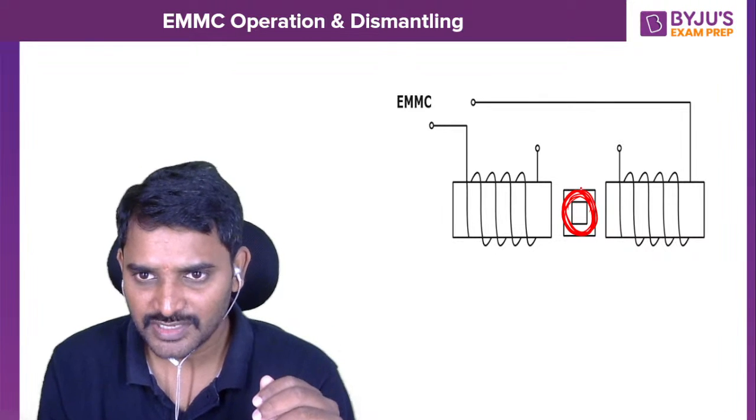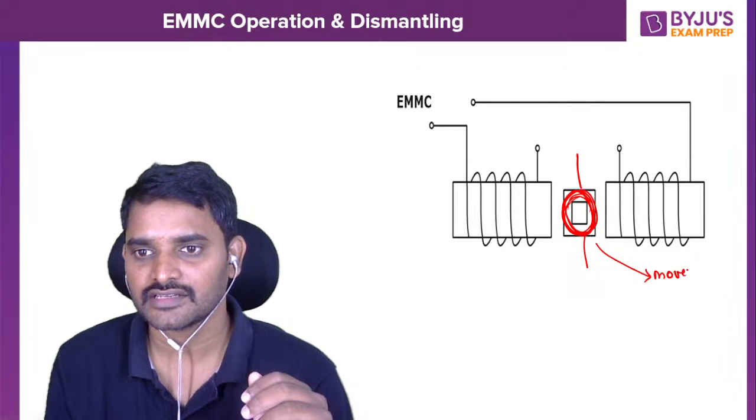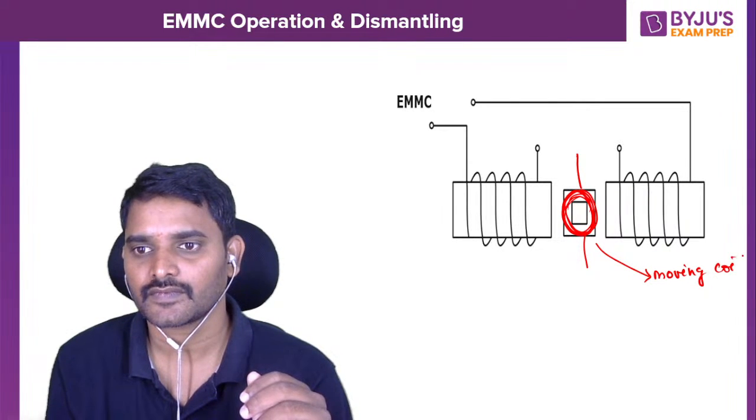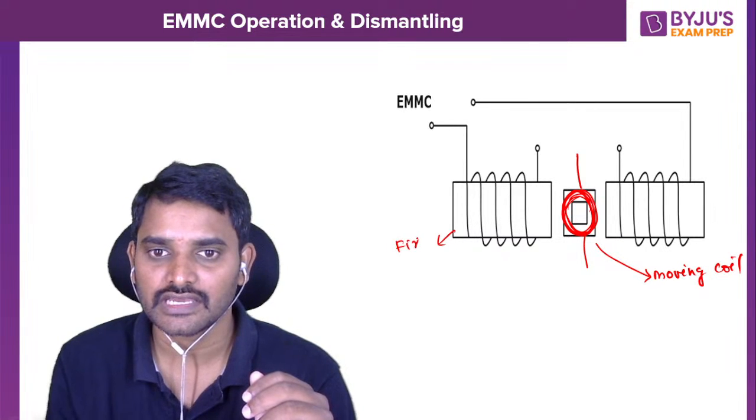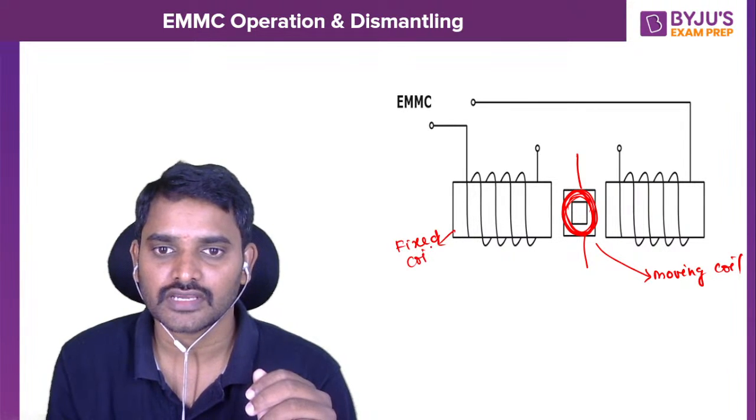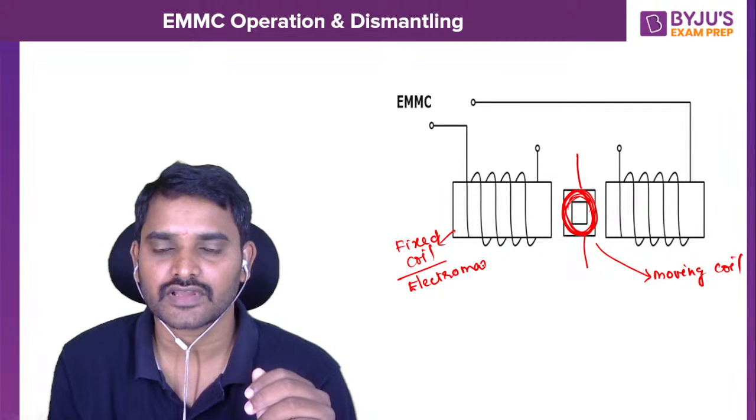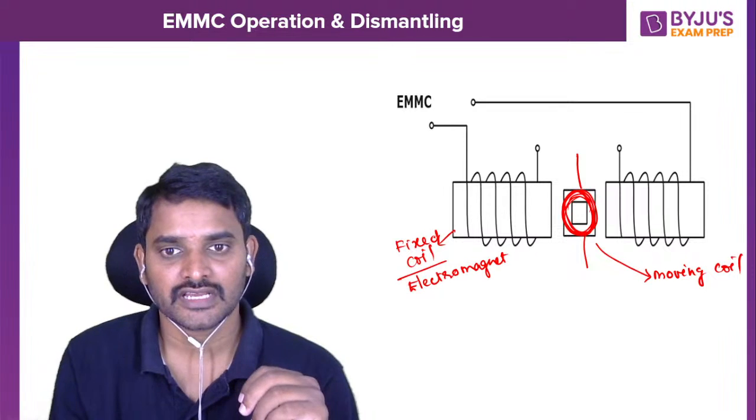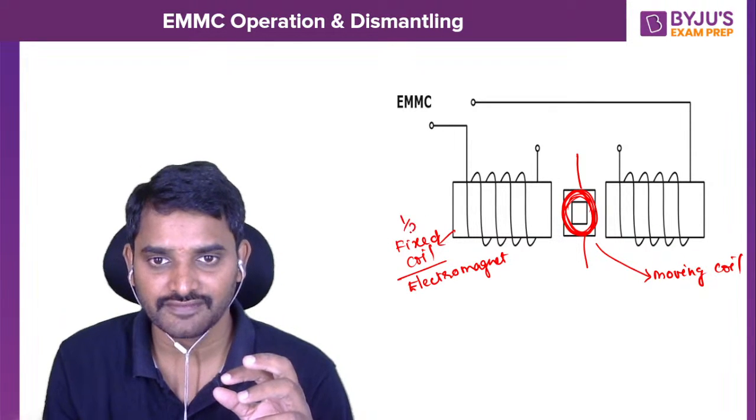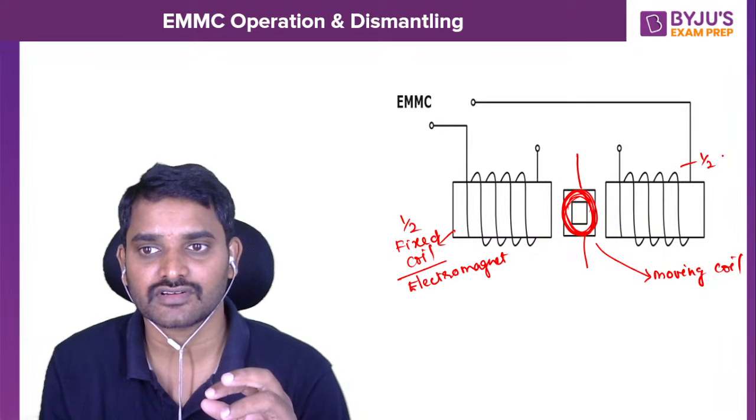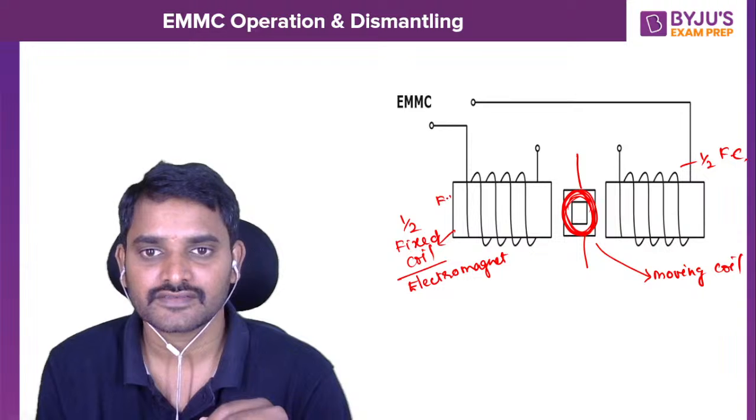Okay, so this is my moving coil, and here the electromagnet, I can call it the fixed coil or electromagnet, which is taken from the MI instrument. This fixed coil is actually made into two equal halves. So this is a half fixed coil and this is one more half fixed coil. Or you can call it fixed coil 1, fixed coil 2.